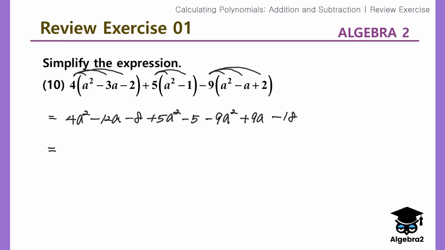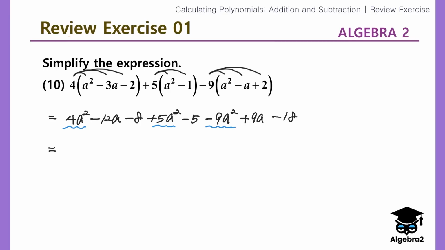So we have a squared, a squared, a squared. 4a squared plus 5a squared. Oh, we also have a minus 9a squared. So 4 plus 5 minus 9, that's 0, right? So we don't have to write that.